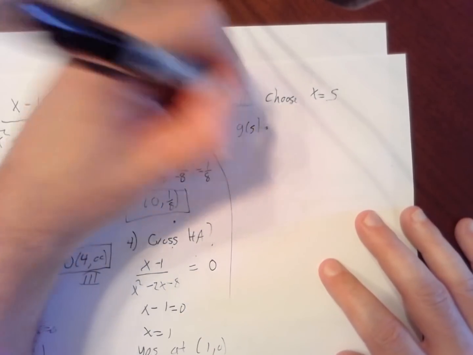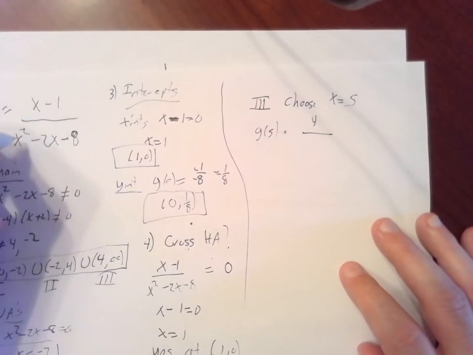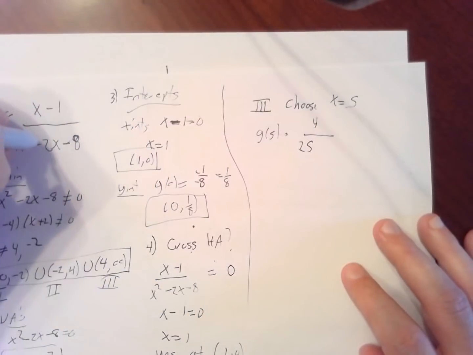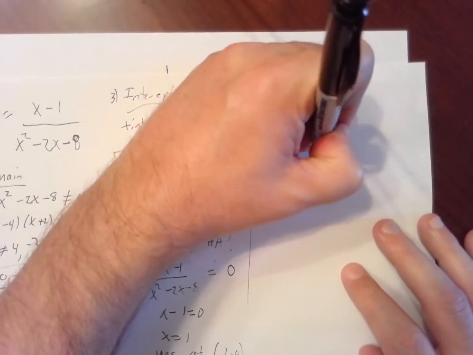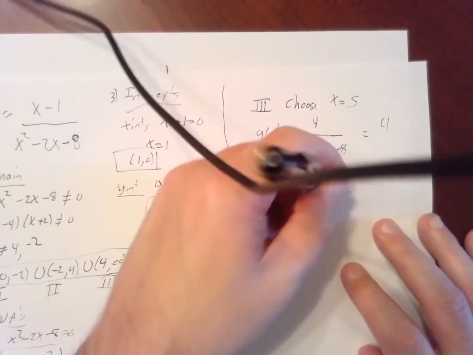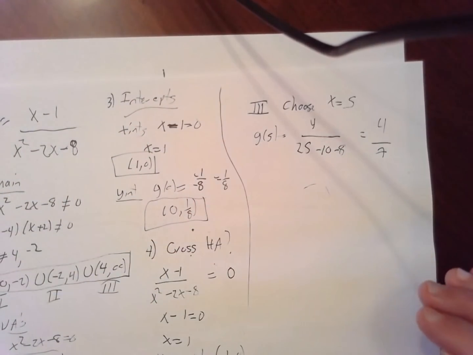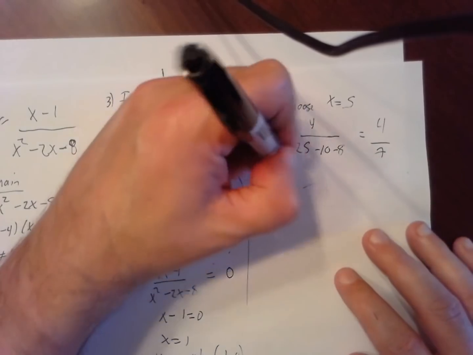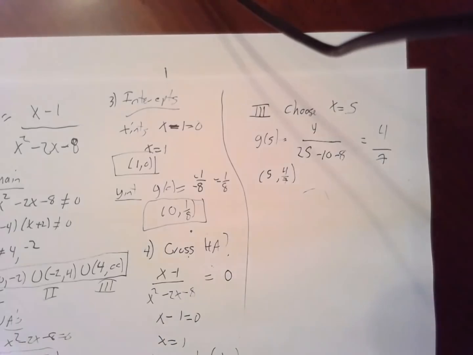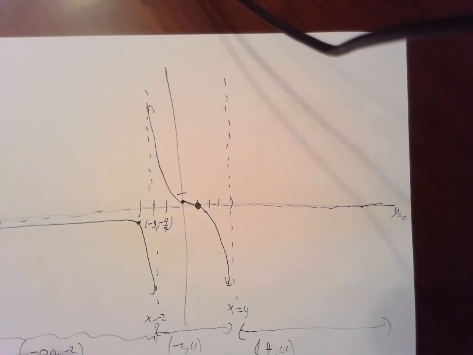G of 5 will be 5 minus 1 is 4. We get 25 minus 10 minus 8. So we get 4 over 15 minus 8, 4/7. Okay, so that's the point, 5, 4/7. That's a positive point. My y value is positive.